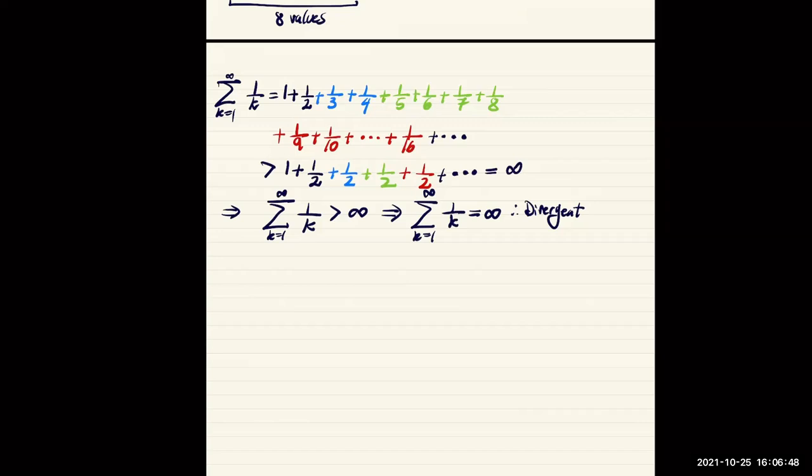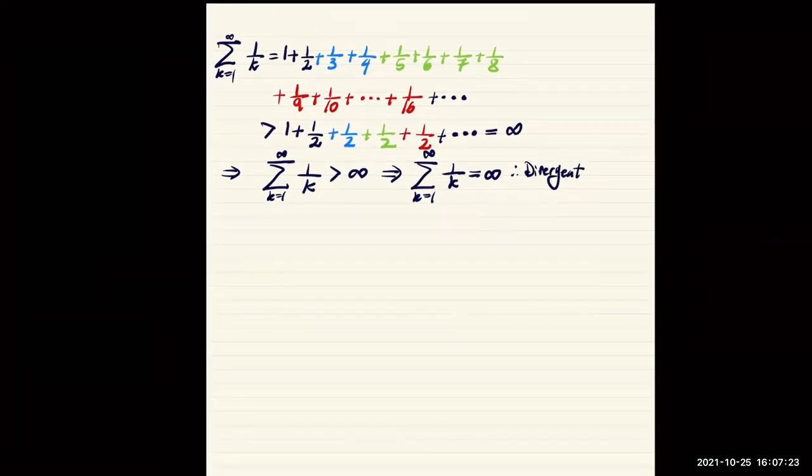Guys, does this make sense? I hope. All right, so that's the harmonic series. The harmonic series is divergent, period. That's it. You don't need any other analysis. We also have the integral test that we're going to learn in section 11.3. You can also use integrals to prove this is divergent, but we just proved it, so that's it. Okay, that is the harmonic series.